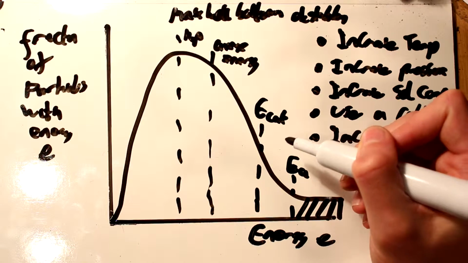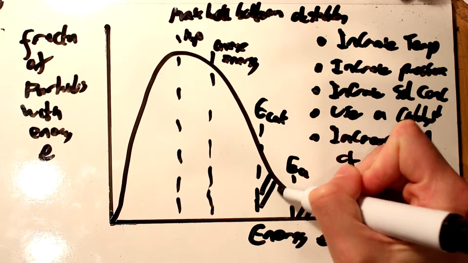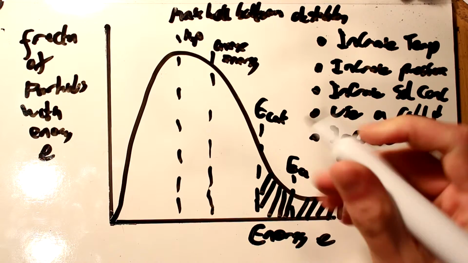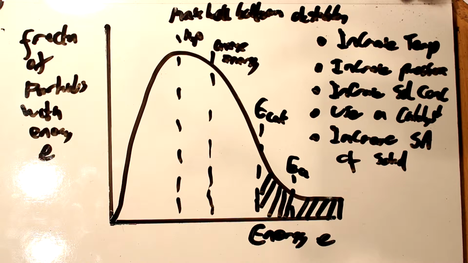What's that done? Well, that's effectively introduced this new area here, which I can also shade in. Obviously there's a larger area there now, so that means there are more particles with activation energy, and therefore more successful collisions can occur because there are more particles that can react together. So that's how a catalyst would increase the speed of a reaction, because it's more likely they're going to bump into each other and collide, and a successful collision or reaction occurs. So that's how catalysts work.